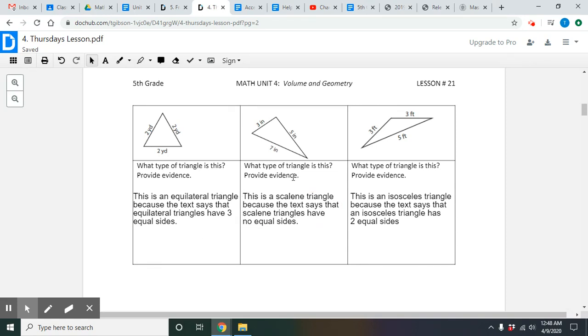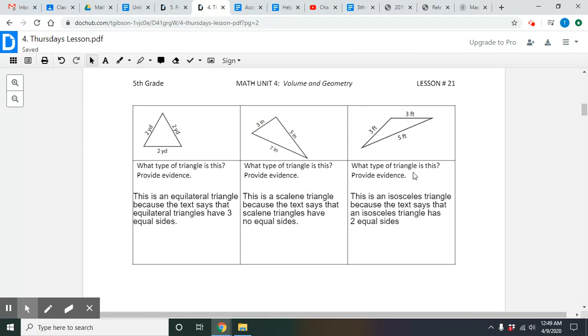What type of triangle is this? Provide evidence. Again, the evidence is me explaining why I'm naming that type of triangle. This is how you guys should be thinking about this as you're going about identifying what kind of triangle they are. So what type of triangle is this for the middle one? This is a scalene triangle because the text says that scalene triangles have no equal sides. All of these lengths for each side are different. We have 3 inches, 5 inches, and 7 inches. So that is definitely a scalene triangle with no equal sides.